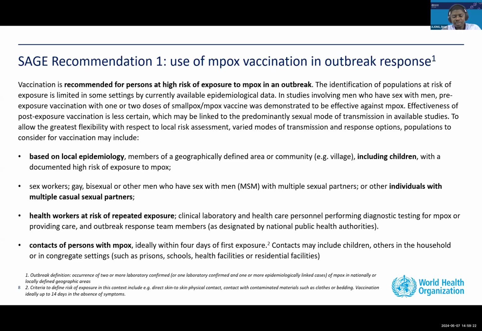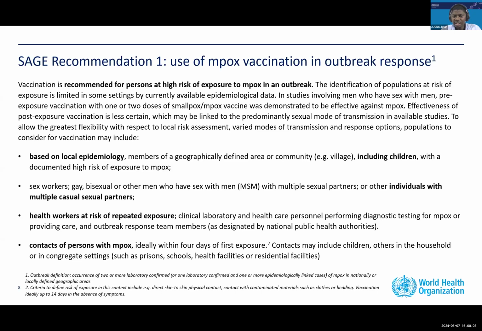For example, here in DRC, we have certain parts where we know that about 90% of transmission is sexual transmission, for example, in the Eastern DRC. Now, in those areas, it would be worth focusing on the groups that are at highest risk, such as sex workers and those who have multiple sexual partners. So that's really ensuring that whatever vaccination strategy we use is based on the local epidemiology.